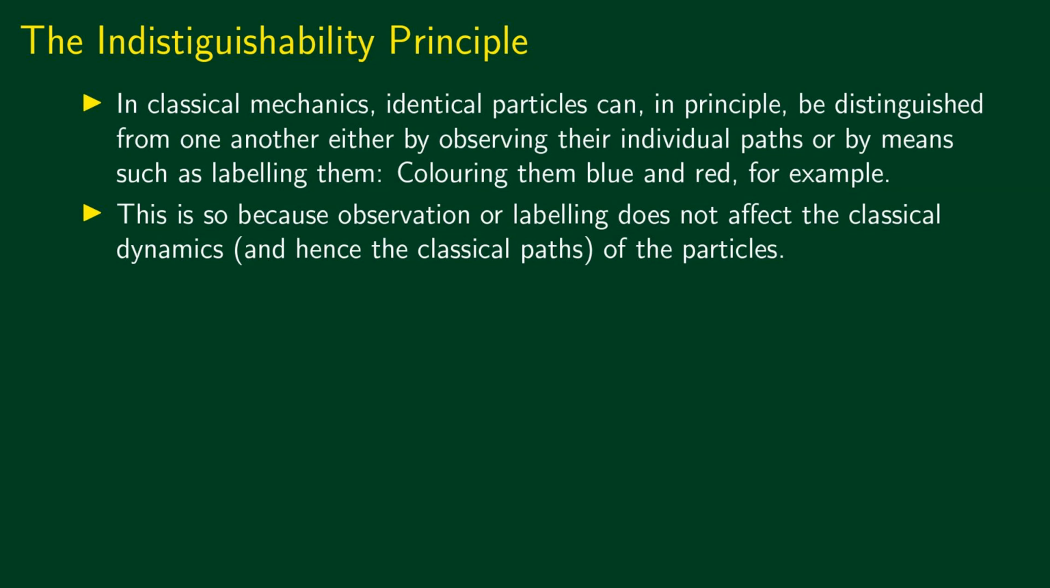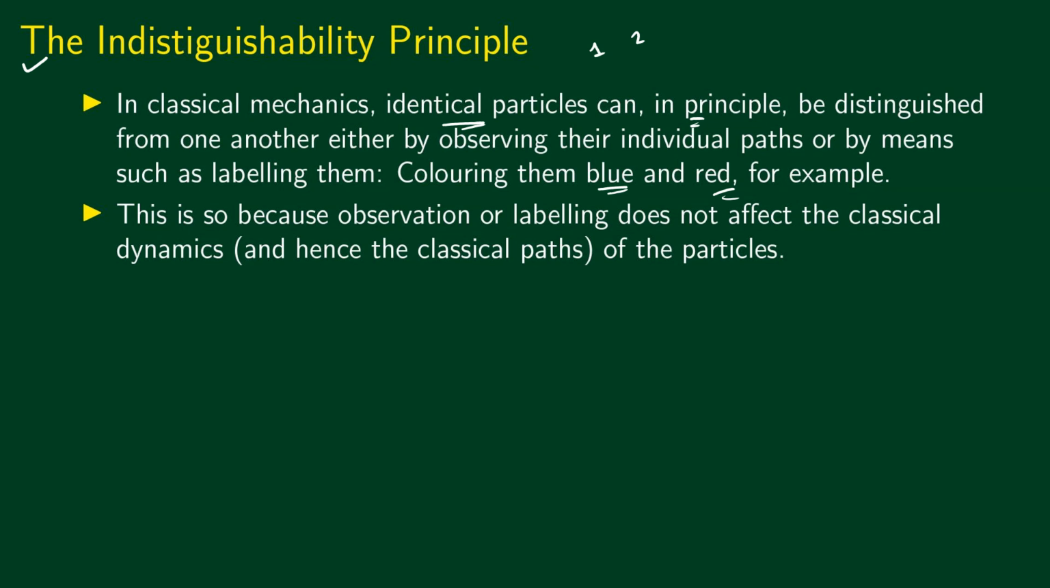Let's now discuss what's known as the indistinguishability principle. We know that in classical mechanics, identical particles, at least in principle, can be distinguished from one another. This can be done either by observing their individual trajectories or by labeling them. If you have two particles with the same intrinsic properties, you could label one as particle 1 and the other as particle 2. You could in principle color the first particle blue and the second particle red.